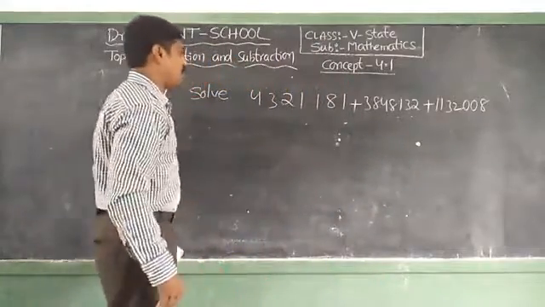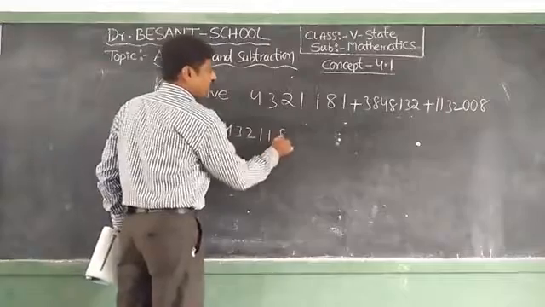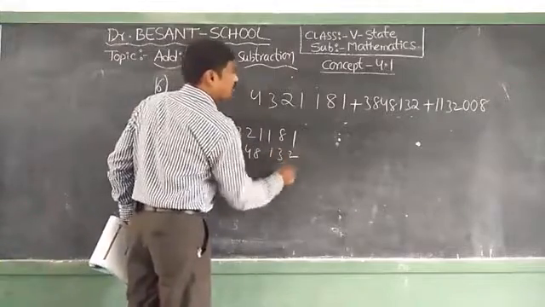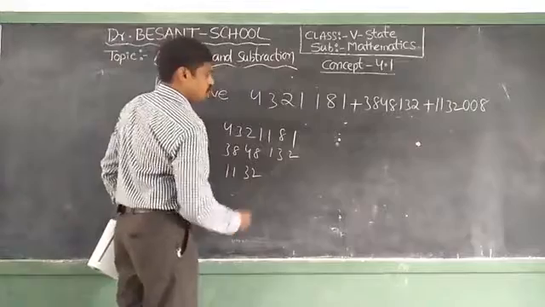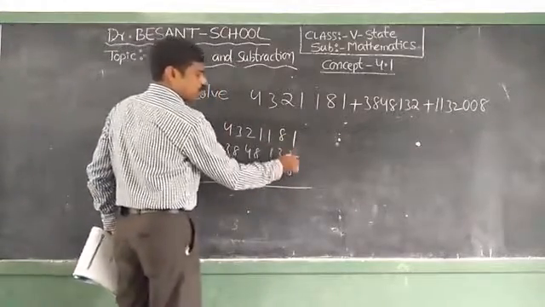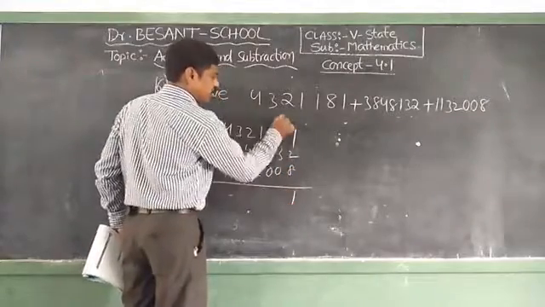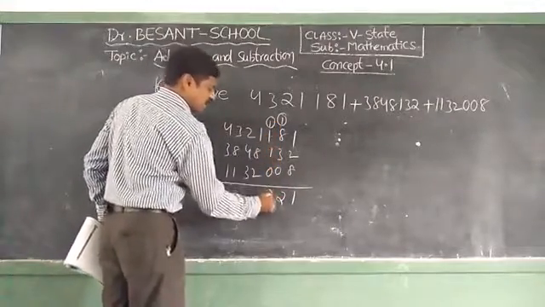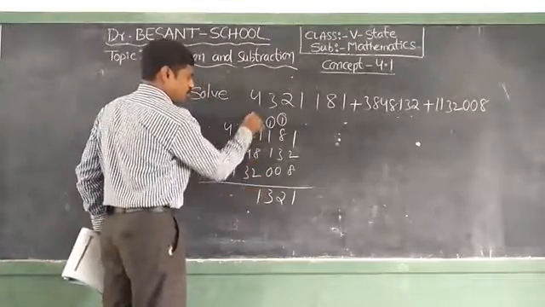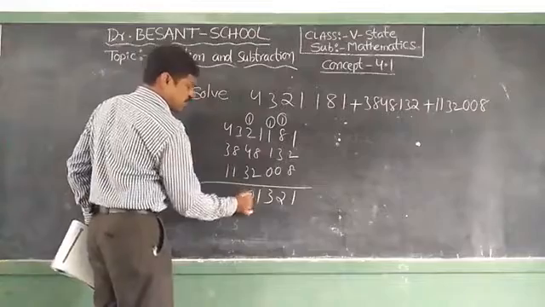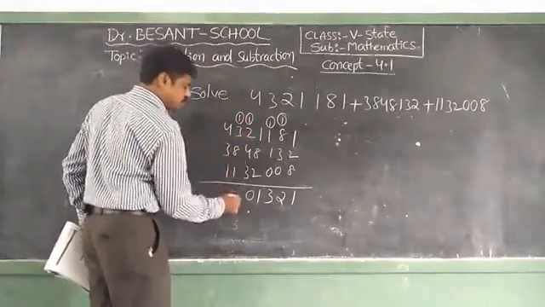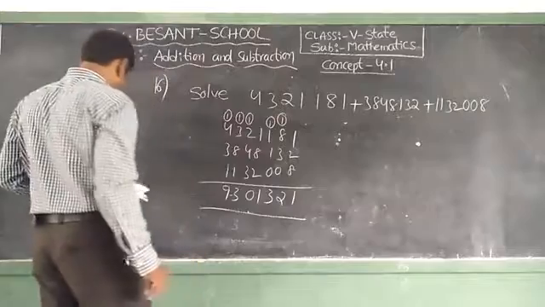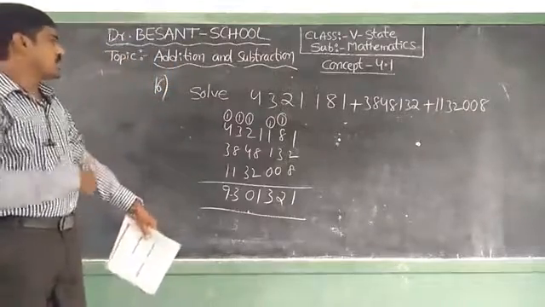So these three we have to add. 4321181, 3848132, next 1132008. 1 plus 2 is 3, 3 plus 8 is 11. 1 plus 8 is 9, 9 plus 3 is 12. 1 plus 1 is 2, 2 plus 1 is 3, 1 plus 8 is 9, 9 plus 2 is 11. 1 plus 2 is 3, 3 plus 4 is 7, 7 plus 3 is 10. 1 plus 3 is 4, 4 plus 8 is 12, 12 plus 1 is 13. 1 plus 4 is 5, 5 plus 3 is 8, 8 plus 1 is 9. Okay, this is the answer, 16th one.